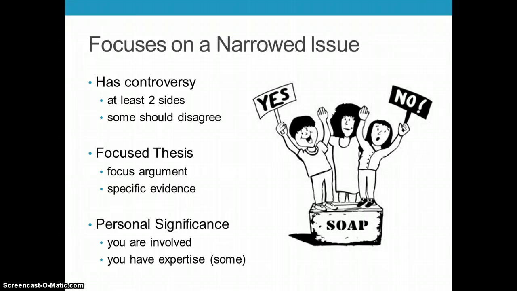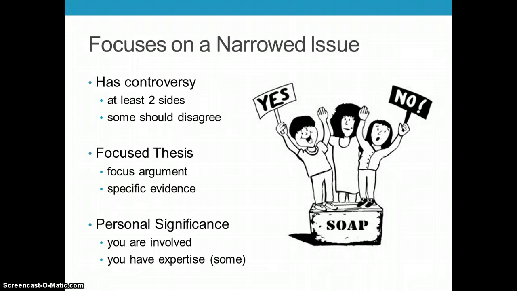An argumentative paper or any kind of argument focuses in on a narrowed issue. If your issue is too big, it's going to be harder to persuade people to see the way that you do. And because you're persuading people, you want to make sure that your issue is controversial. If you don't have at least two sides, there's no reason to argue. So make sure that some reasonable people would disagree with you. And then have a focused thesis stating what your position is on the issue. And then you're going to give specific evidence to support that.